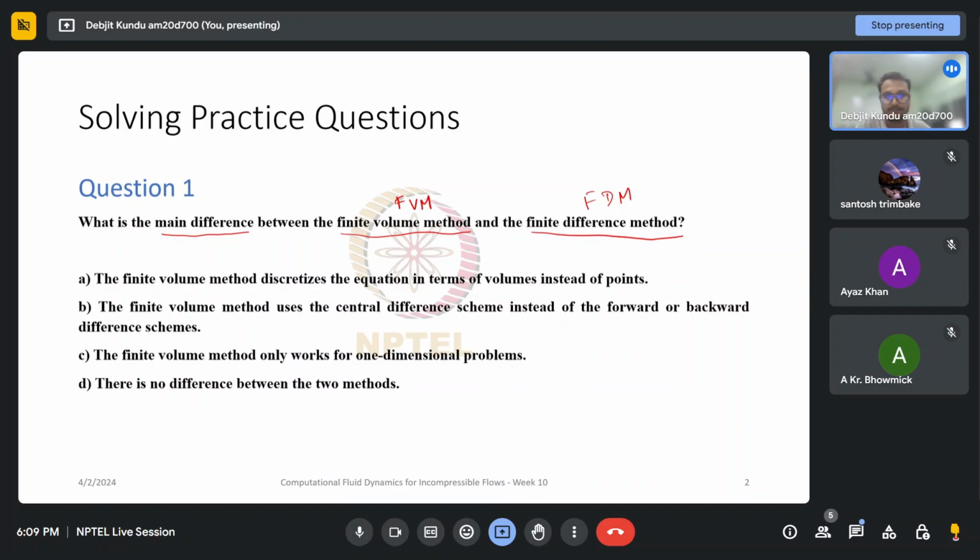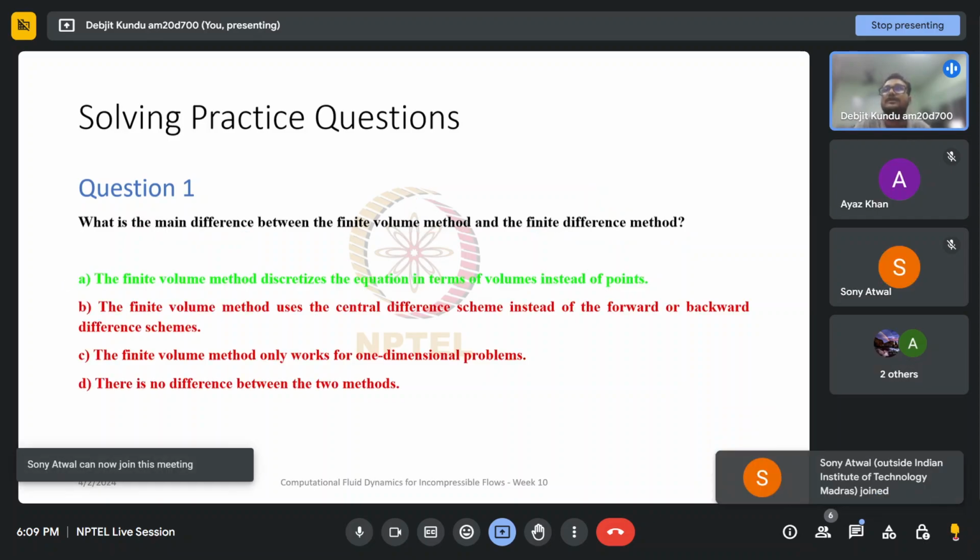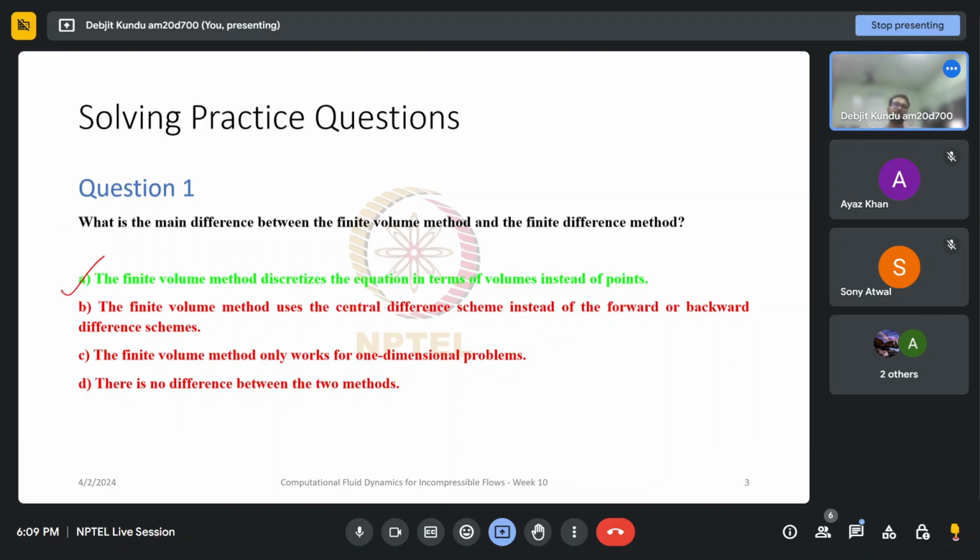Okay, so this is a simple question, and we have already a few quick responses in favor of option A, that the finite volume method discretizes the equation in terms of volumes instead of points. So the answer to it is correct. Now, why is that important? Remember, in finite difference method, it's not only that we discretize the domain into points, those points have to be orthogonally placed as well, either in a Cartesian coordinate or in any other coordinate system.